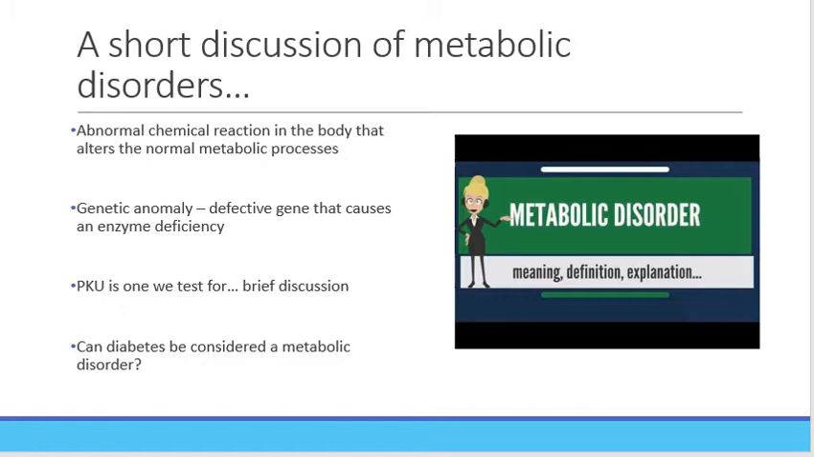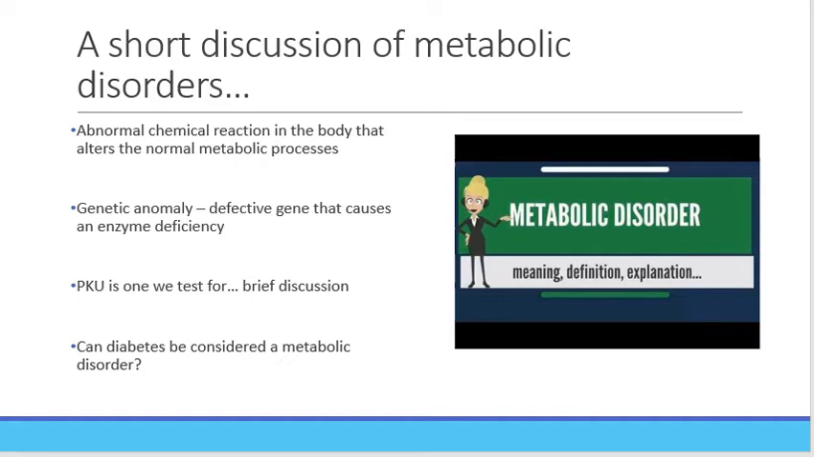But when we're talking about metabolic disorders specifically, I thought about bringing up PKU because it's one we test for in infancy. So can diabetes be considered a metabolic disorder? As we briefly talked about today in class, 100% it can. It's definitely considered a metabolic disorder, and we will go into more depth, pretty much a whole discussion about it, in 2 weeks from now.